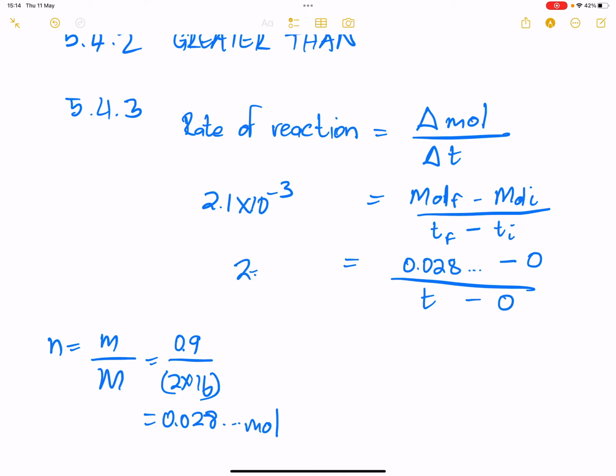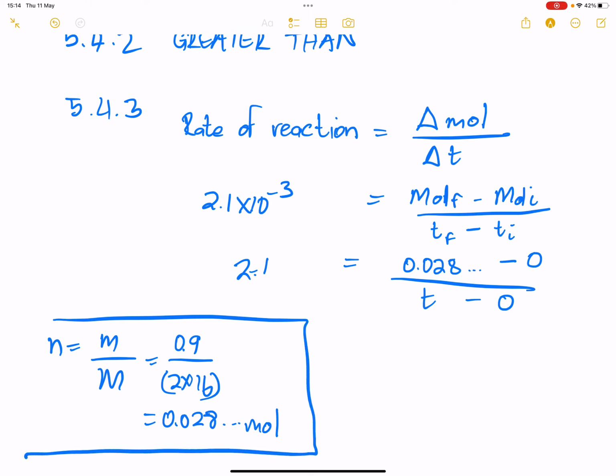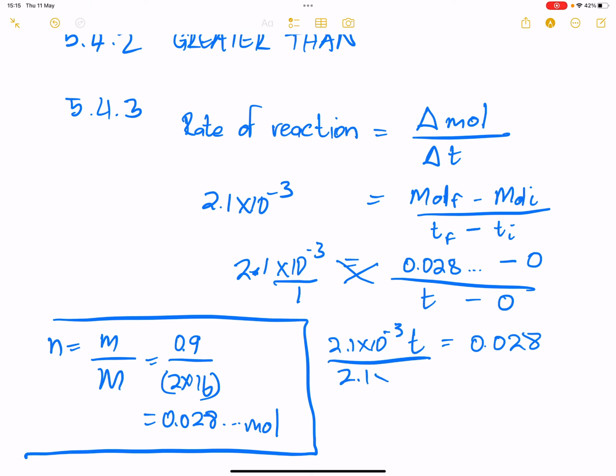This would be equal to 2.1, sorry, I just want to put this in a box so that it doesn't confuse us. This is 2.1 times 10 to the negative 3. And all we do, ladies and gents, is cross multiply. So you've got 2.1 times 10 negative 3 t is equal to that value, 0.028, and I've kept it in my calculator. Of course we're going to divide by 2.1 times 10 negative 3.